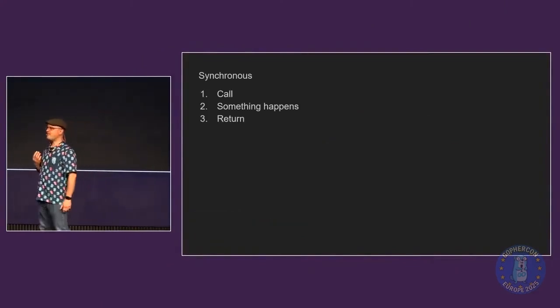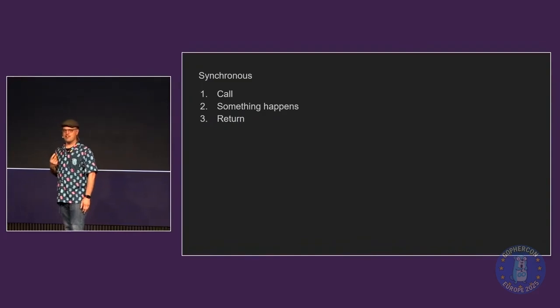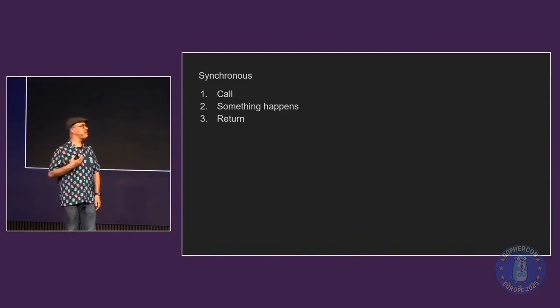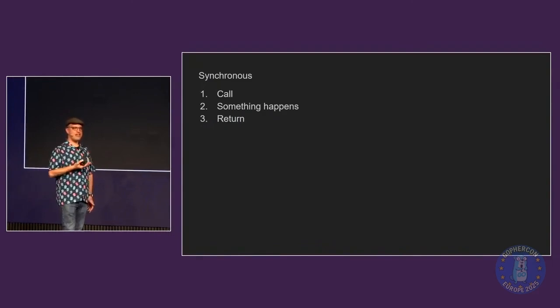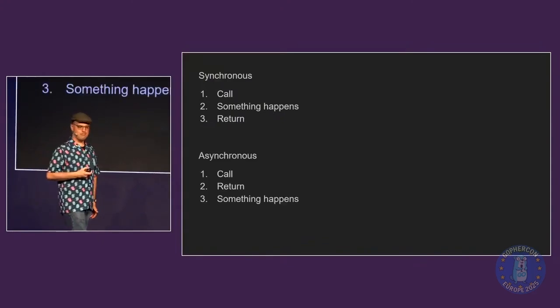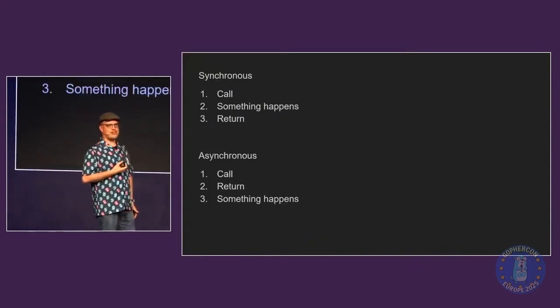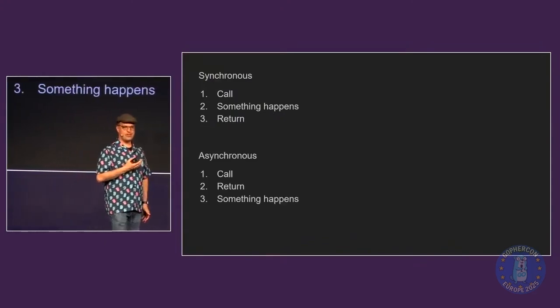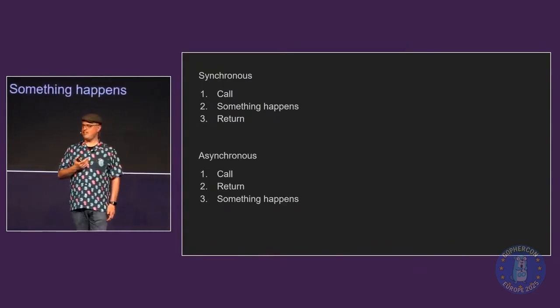And to start with, let's establish some terminology. A synchronous function is pretty simple. You call it, it does something, and it returns. An asynchronous function is different. You call it, it returns, and then it does something.